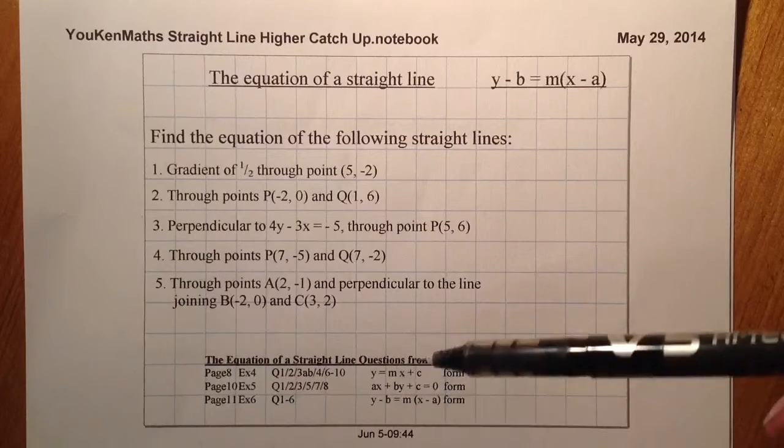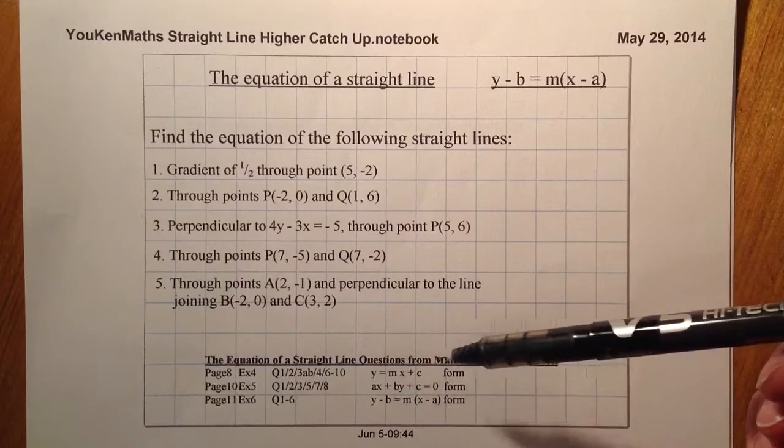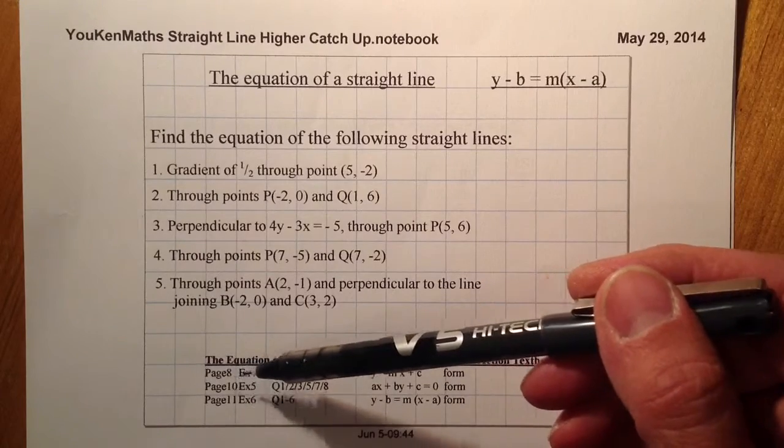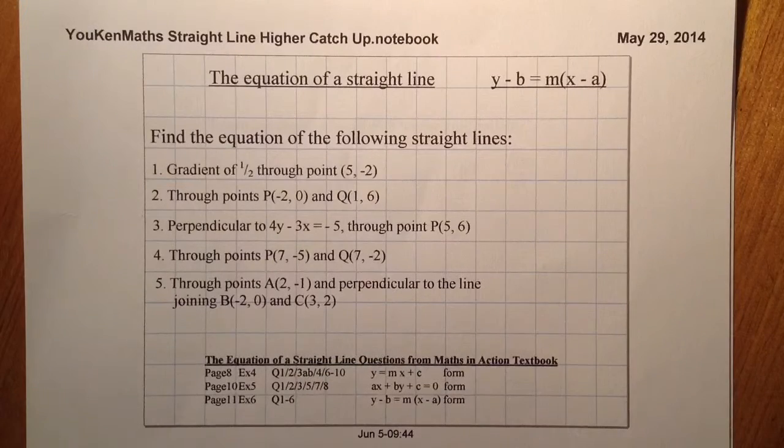At the bottom, I've got equation of the straight line questions from the Maths in Action textbook. Page 8, exercise 4, questions 1, 2, 3ab, 4, 6 to 10, in the form y equals mx plus c. Page 10, exercise 5, has a range of questions in the form ax plus by plus c equals 0. And page 11, exercise 6, for the y minus b equals m(x minus a) form, questions 1 to 6.